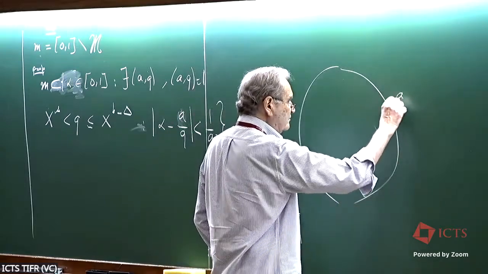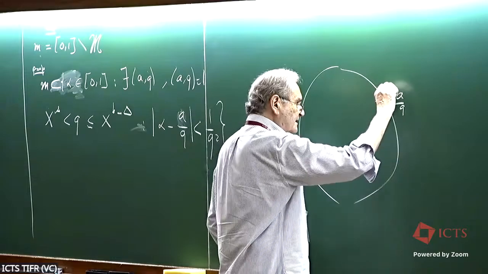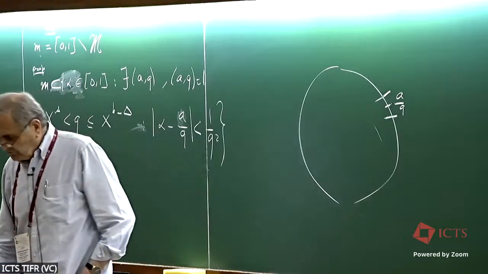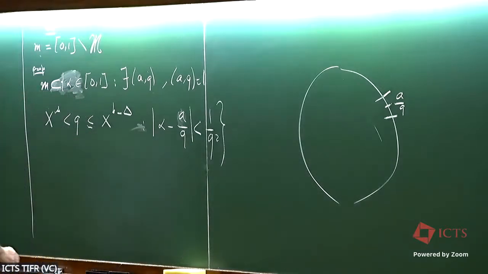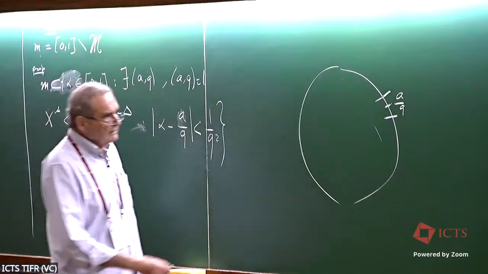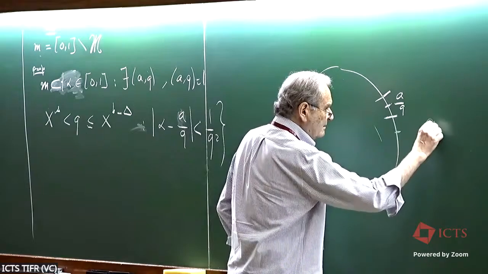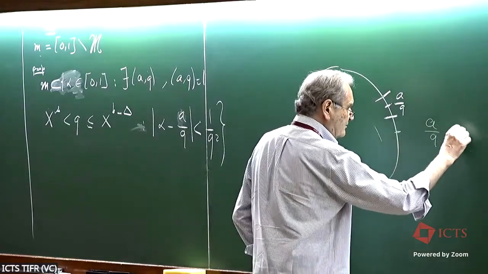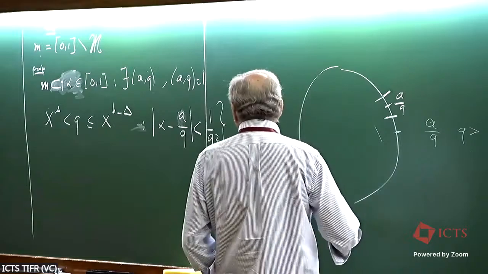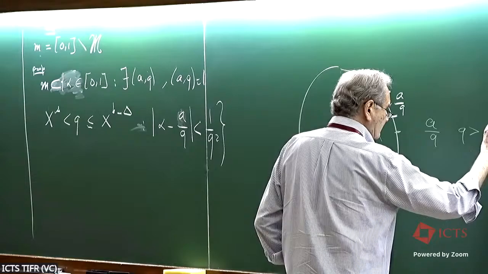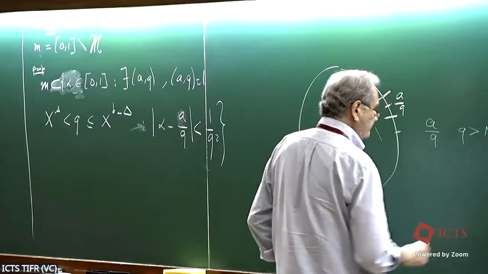This is A over Q, with Q somewhat small, and I have an interval here. What I don't rule out is the possibility that there exists an A over Q with Q large, larger than X delta N over N minus delta.